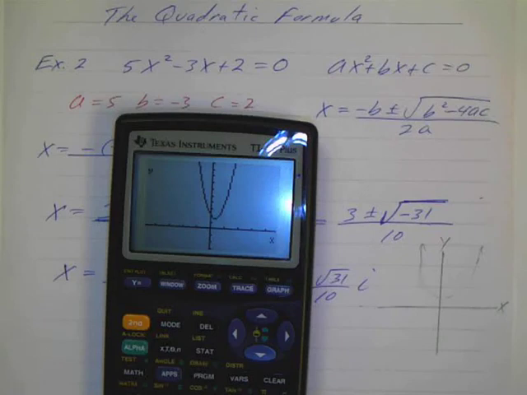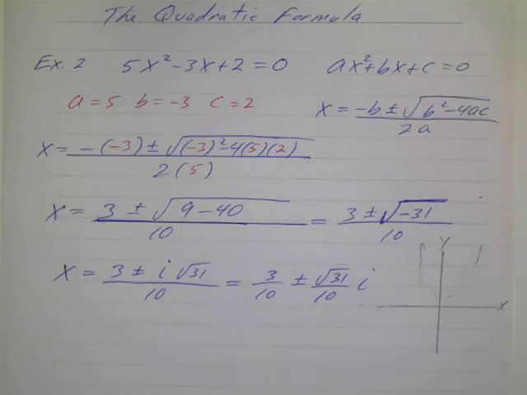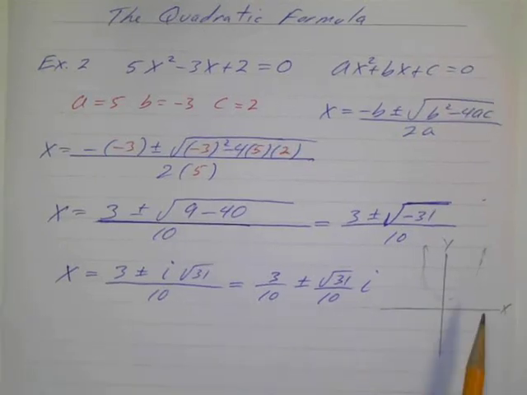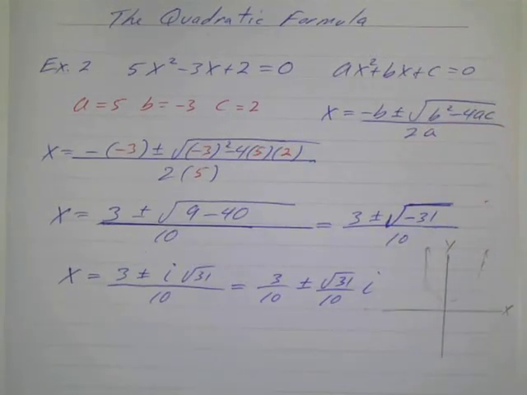So it doesn't touch the axis. And the vertex would be right over here. So I guess you could see that. So I had kind of the idea. So that's what happens when we have complex or non-real roots. We have no real roots. We have two complex roots. And that's because we had a negative under the radical here. Okay? So does everybody see that? I hope you understand that. I hope everybody gets that.